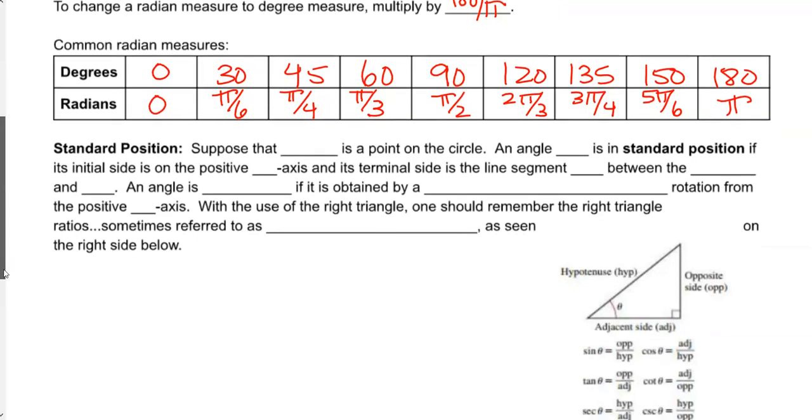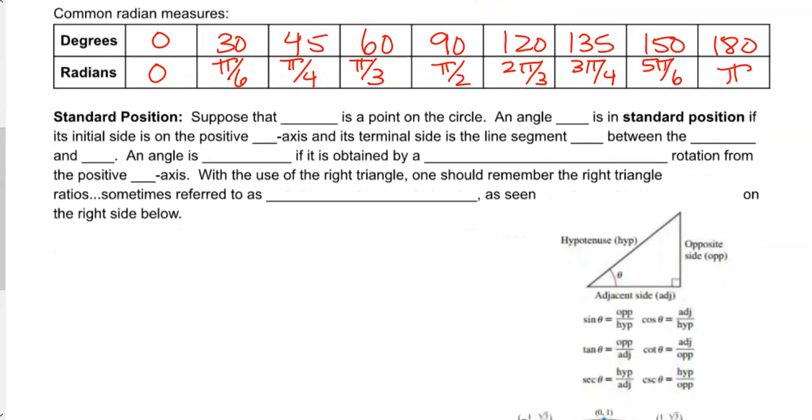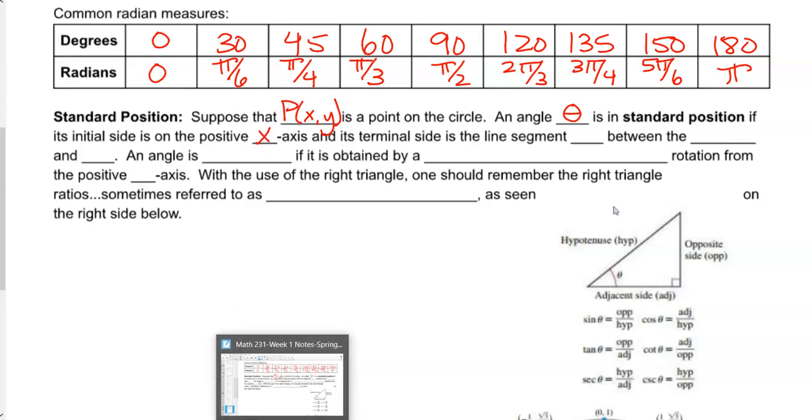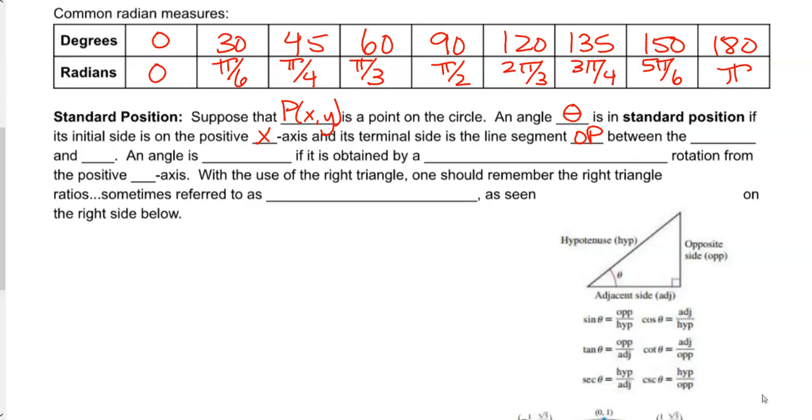So make sure that you know your special angles. Make sure that you can take some trig functions of those special angles. We'll review that here in just a second. Standard position is important because that's what gets us on the coordinate plane and gets us oriented there. So suppose that I have some point (x, y) that is on my circle. Angle theta is in standard position if its initial side is on the positive x-axis and its terminal side is the line segment, call it OP, between the origin and the point on the circle.